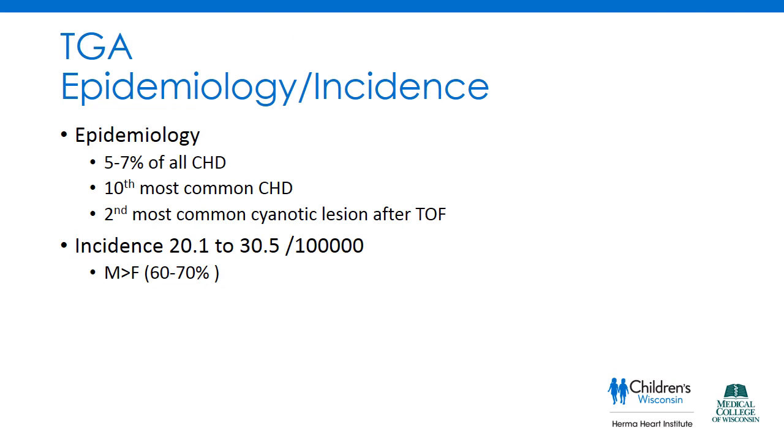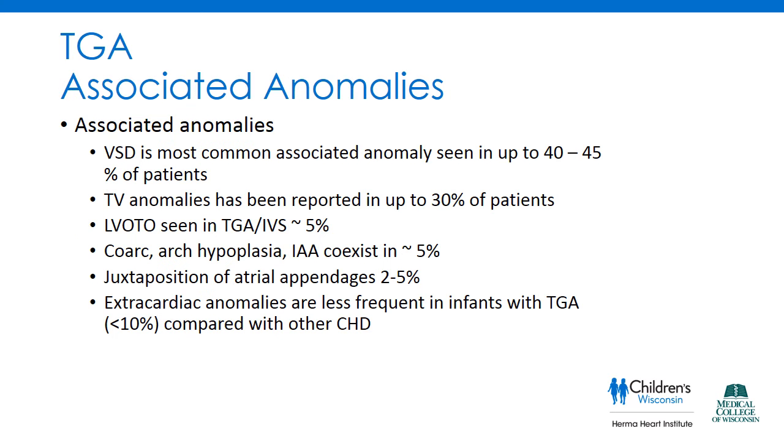It is seen in about 5 to 7% of all congenital heart disease. It's the 10th most common, and it is the second most common cyanotic heart lesion right after tetralogy of Fallot. There's a male predominance, and the incidence is about 20 to 30 per 100,000. Associated anomalies include that they oftentimes have a ventricular septal defect. They can have tricuspid valve anomalies. They can have left ventricular outflow tract anomalies. Coarctation can be seen, and sometimes they can have extracardiac anomalies as well.